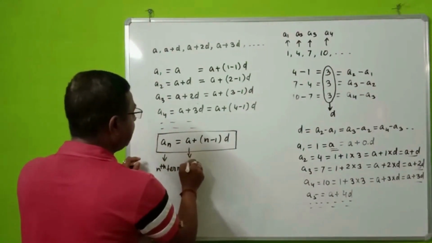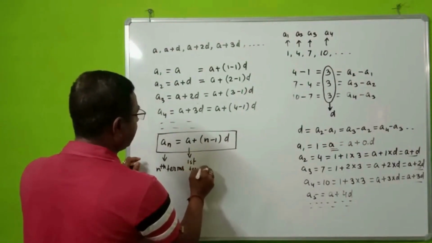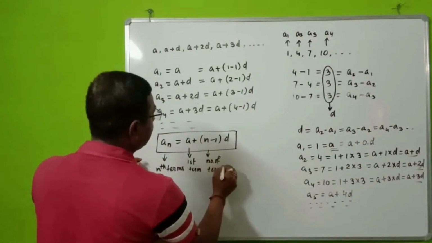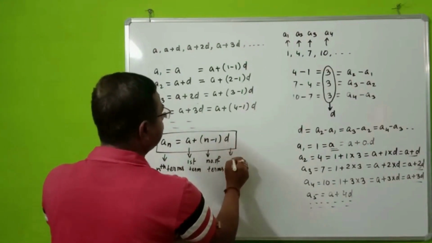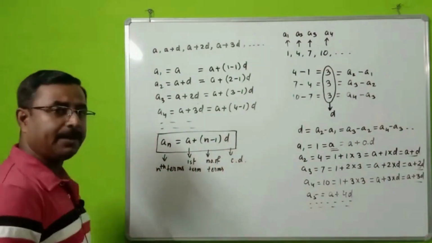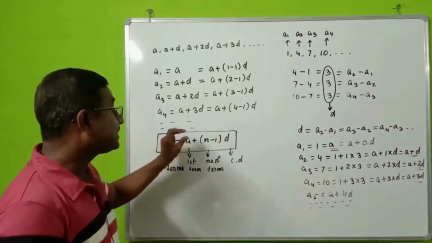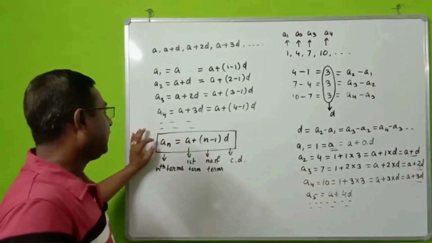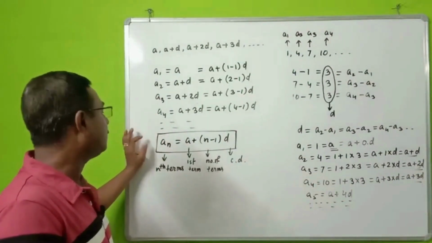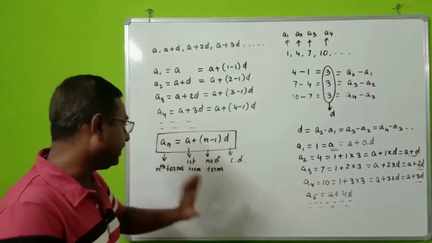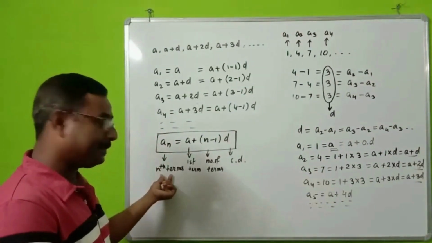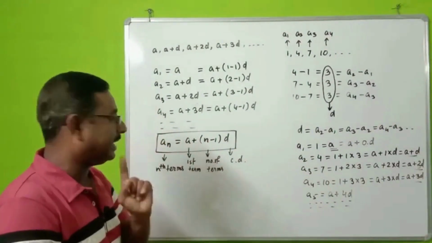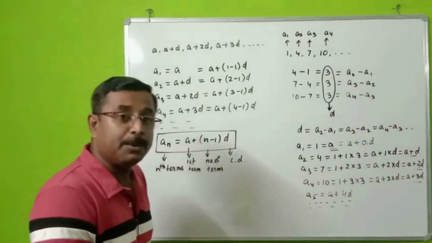This a is the first term. This n is representing the number of terms. And 1 is a fixed number, so it is not required, and d is the common difference. The meaning of each of these representations has to be identified properly and remembered. So the formula for finding the nth term is: an is equal to a plus n minus 1 into d, where an is representing the nth term, a is representing the first term, n is representing the number of terms, remember, and d is representing the common difference.